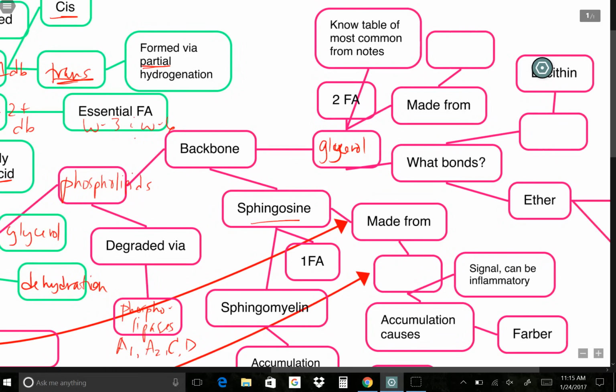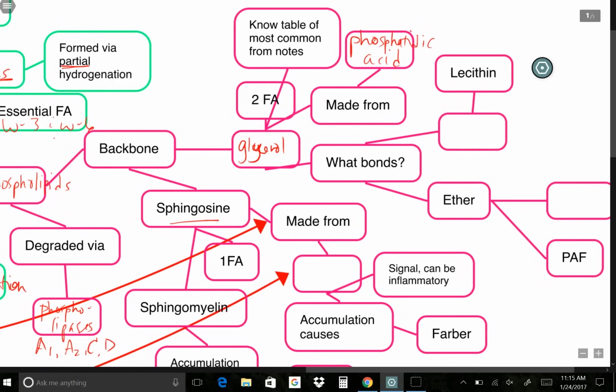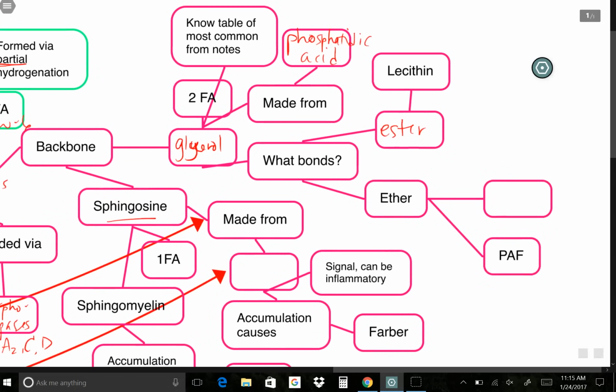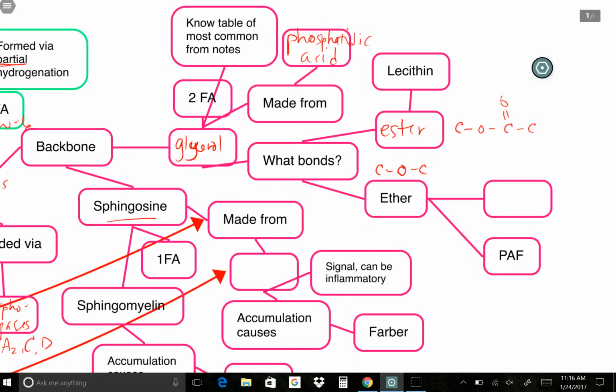If it's a glycerol backbone with 2 fatty acids, it's going to be made from the parent compound called phosphatidic acid. The most common ester glycerol phospholipid is lecithin or phosphatidylcholine, or some of them can have ether bonds in them. Remember that carbon, oxygen, carbon, that's an ether bond. Whereas in esters, carbon, oxygen, carbonyl, and then carbon again. So it looks like almost a carboxylic acid stuck between some carbons.